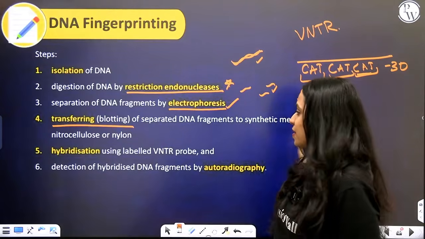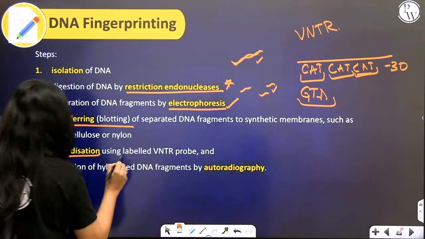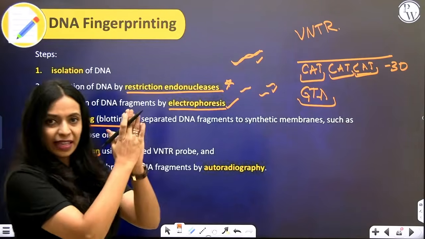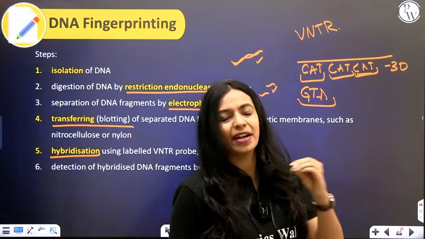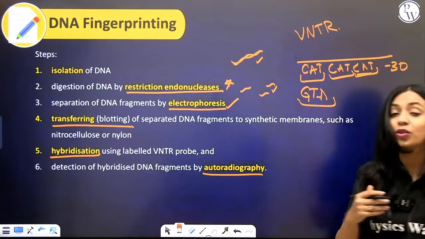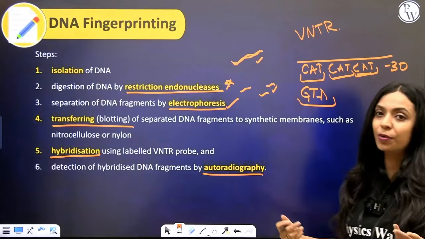Remember, this is radioactive. So the single-stranded DNA is hybridized using radioactive VNTR probes. Later, if you keep this against an X-ray film, you will get a banding pattern on the X-ray film as well. That is called the autoradiograph or the autoradiogram. And from that you will get your DNA fingerprint basically.